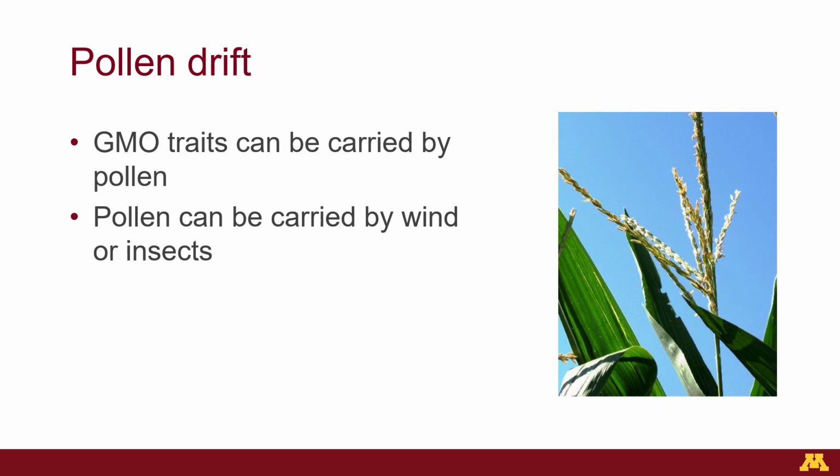Pollen drift is the second and perhaps the most difficult to prevent source of contamination. Because pollen is genetic material, it can carry GMO traits that will be transferred to the plants it fertilizes. This occurs when GMO pollen from nearby fields is carried by wind or insects to your field, where it fertilizes your crop, producing grain that is a GMO hybrid.